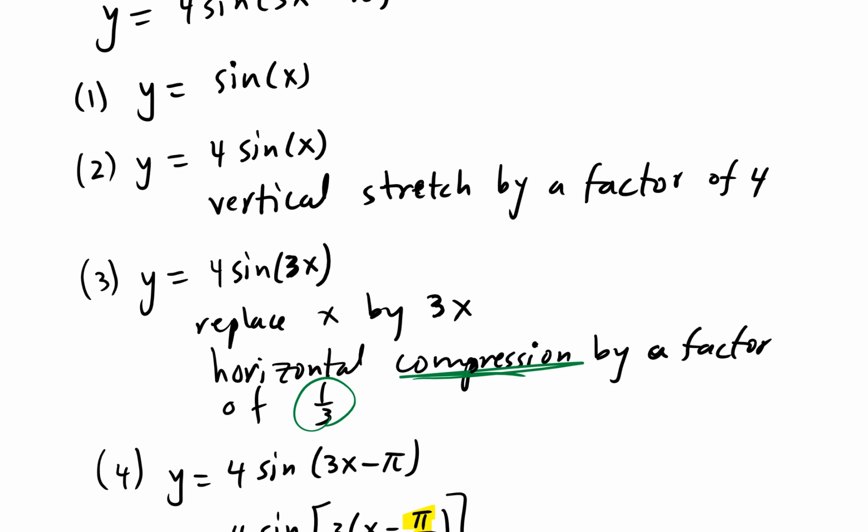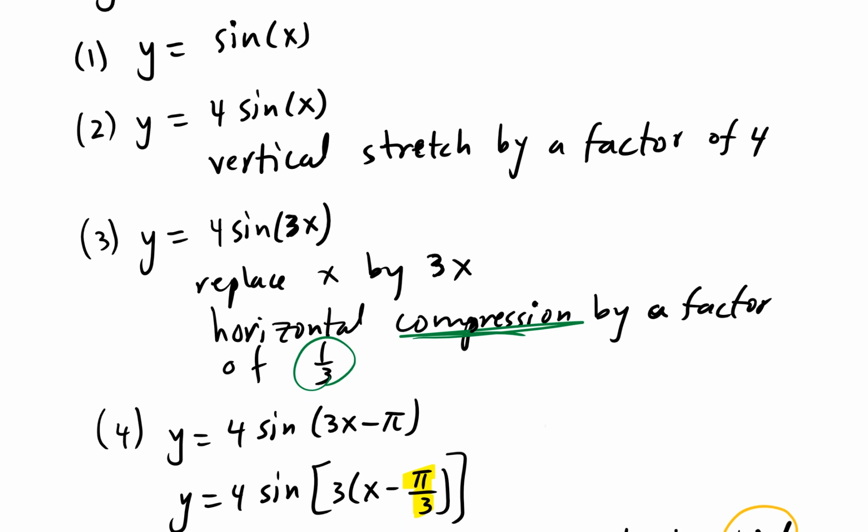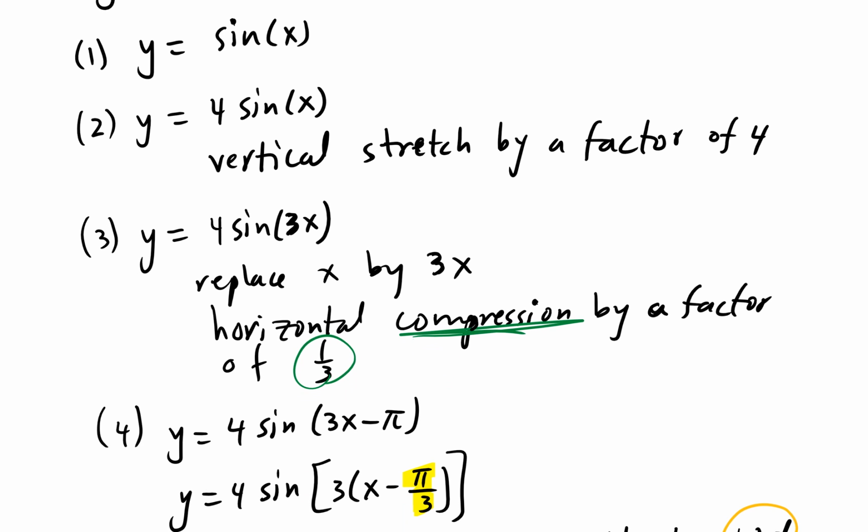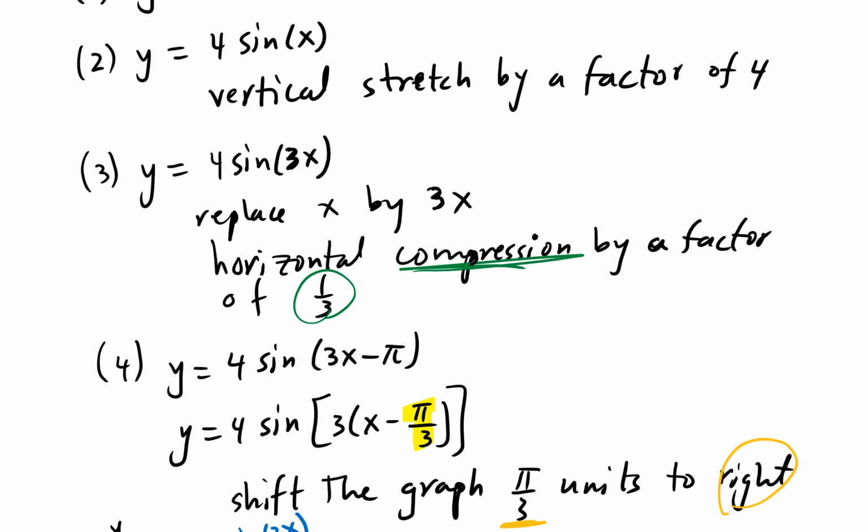Next, 3x minus pi, we factored the 3 out, and now x minus pi over 3 tells us to do a shift to the right pi over 3. So shift the graph that we obtained in step 3 pi over 3 units to the right.